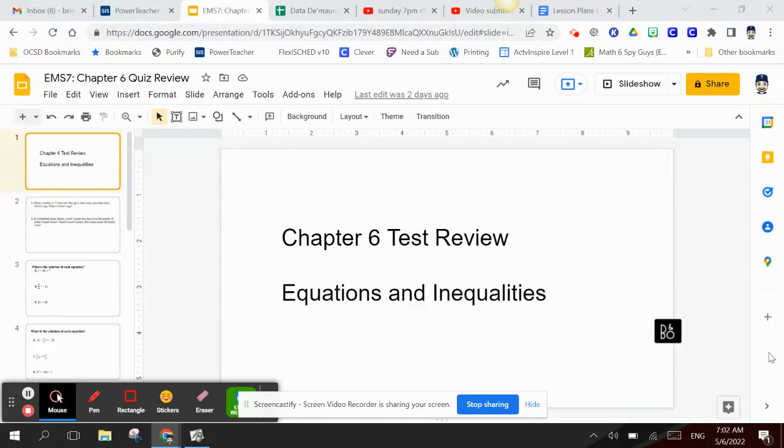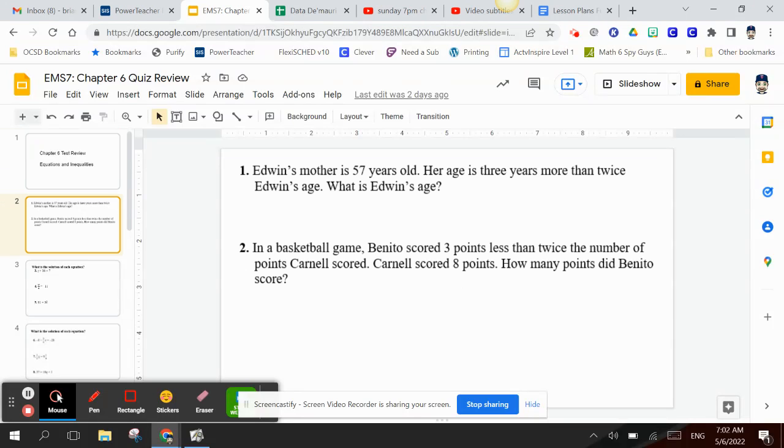Chapter 6, Test Review, Equations and Inequalities. Number 1 says Edwin's mother is 57 years old. Her age is 3 years more than twice Edwin's age. What is Edwin's age? So to find, we know that 57 years old is his mother, so it has to equal 57. Her age is 3 years more than twice Edwin's age.